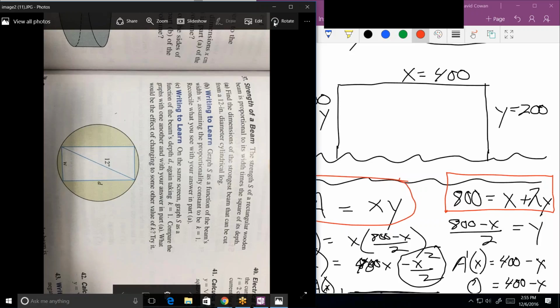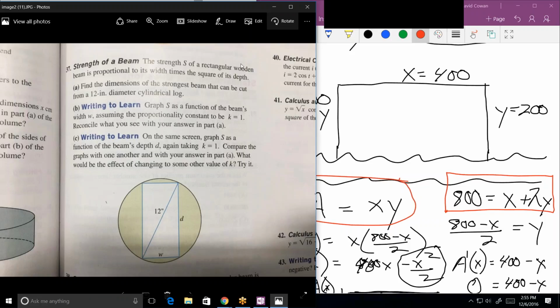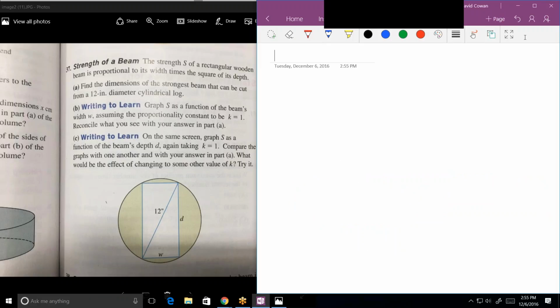We just, we don't have to do all parts. We just have to do pretty much A. Okay. This is another classic problem for calculus.